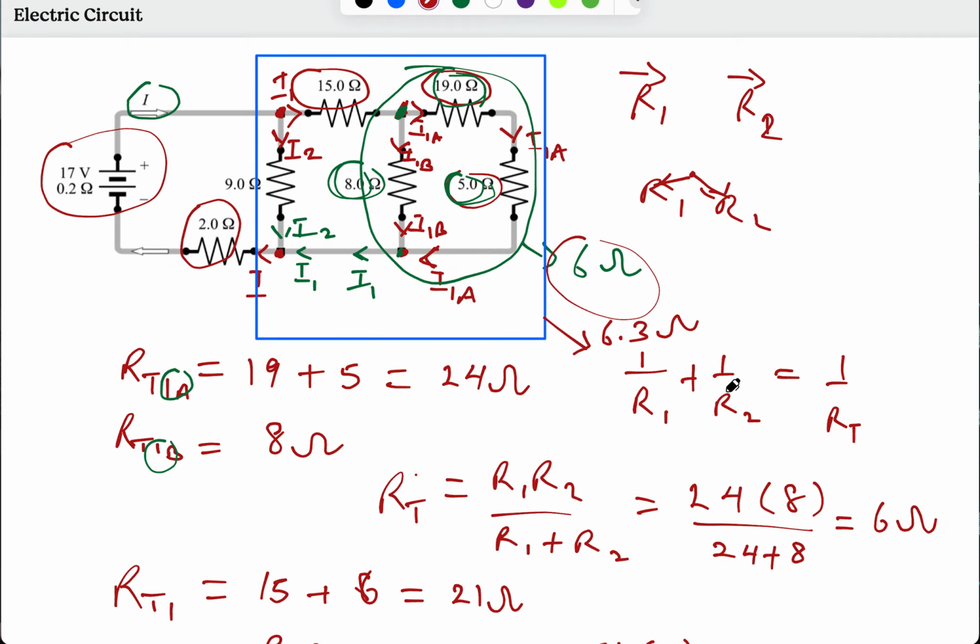And with this result, you can actually analyze some other things. You can get the current that is flowing in each of the resistors. You can know the voltage across each resistor. In my next video, I'm going to be explaining how you can know the voltage in each resistor and how you can know the current in each resistor.